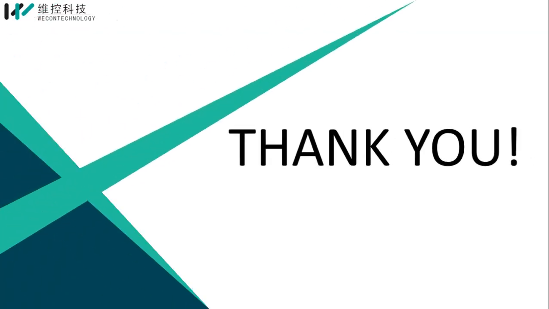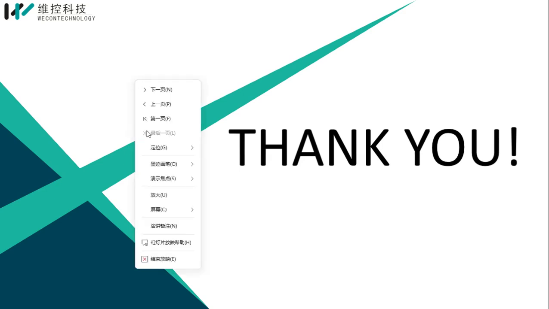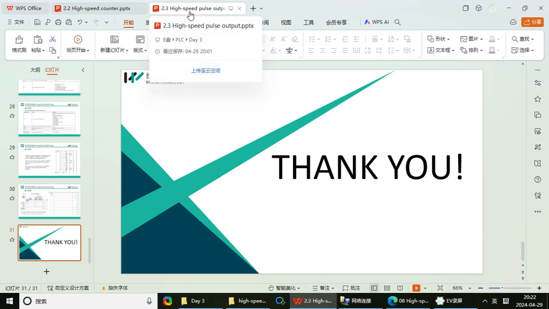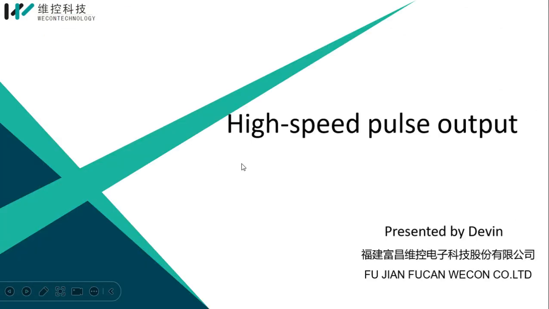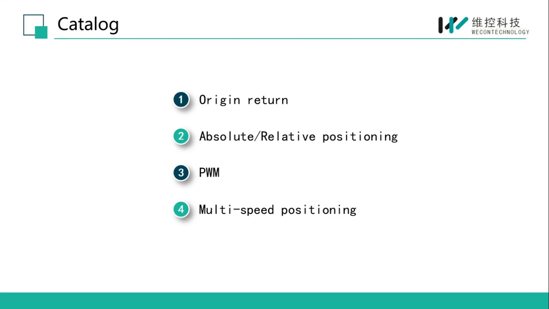Okay, that's the first part of today's training. Now let's move on to the high-speed output part. For the high-speed output instructions, the first part we will introduce is the original return, the second is about absolute and relative positioning, the third is the PWM instruction, and the last one is multi-speed positioning.